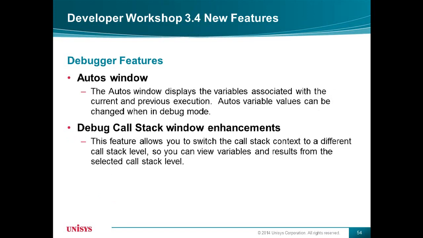The next slide shows the auto window and the debug call stack enhancement. This is a new feature for the debugger. The auto window displays the variables associated with the current and the previous execution. This lets you keep track of the variables that have changed at runtime. Auto variable values can be changed when we are in debug mode. So we can update the auto variable with a value called X or Y when we are in debug mode, and then continue with the execution with the newly changed value.